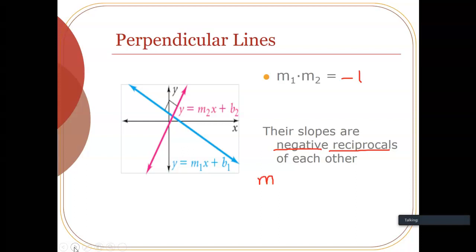So if M1 was equal to 1/2, then its opposite reciprocal, or the slope of M2, would be a negative, and the reciprocal of 1/2 is 2. So if in the example given the slope was 1/2, then its opposite reciprocal would be -2.